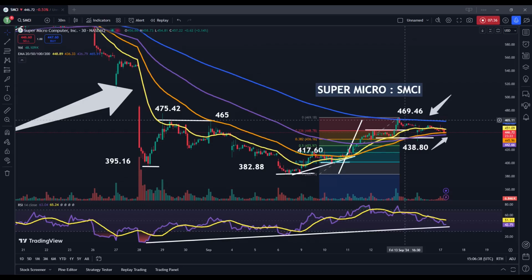So here's the current stock market update for Super Microcomputer Incorporated, stock ticker SMCI.